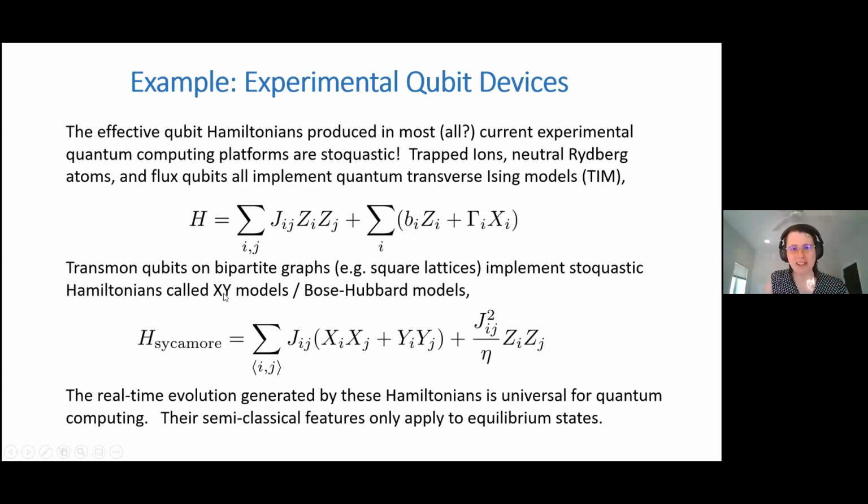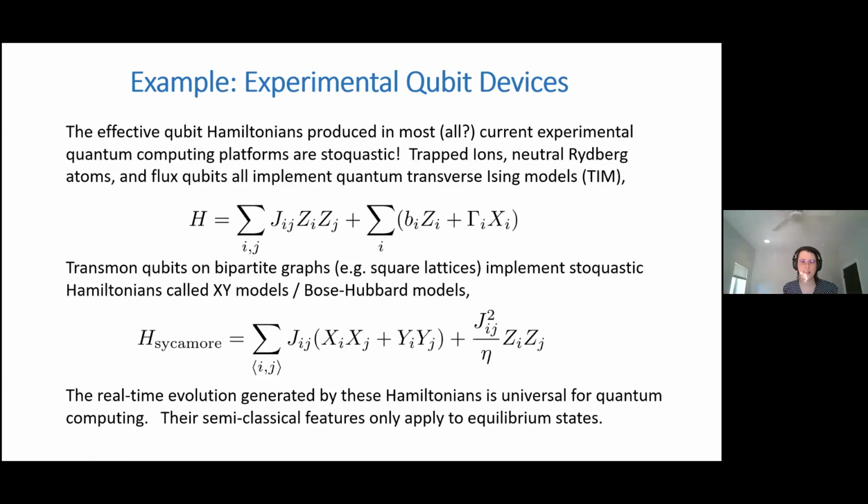It's what's called an XY model. It happens to be on a square lattice, which is a bipartite graph, and that prevents these terms from being frustrated, essentially. And so again, if we work in the Z basis, there's always a local unitary transformation that makes these XY models on bipartite graphs, they're also equivalent to, they're dual to Bose-Hubbard models, that these are all stochastic.